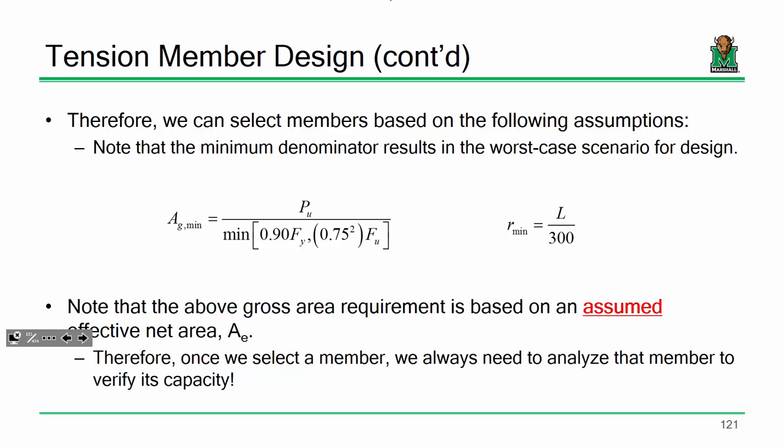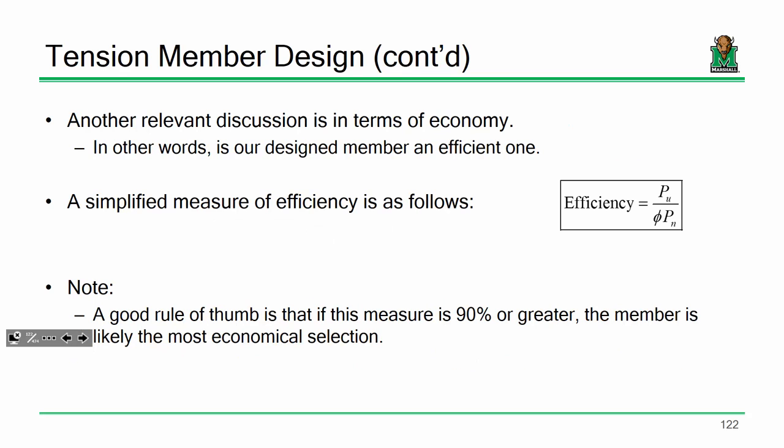Make sense? All right. So we have a minimum gross area requirement and we have a minimum radius of gyration. So based on these, we can compute what's our required member that we need to select. So that's a starred slide if I've ever seen one. Okay. Keep in mind, these are assumptions, so we're going to have to go back and verify our design. Now, how do we know if our design is the most economical?